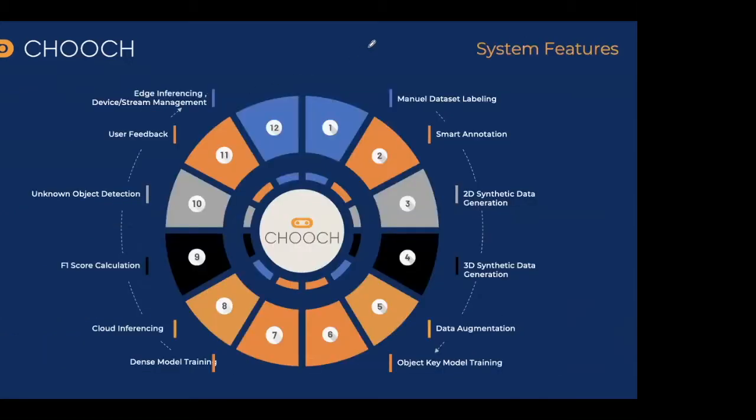So these are some of the tools that we use on our system. You have obviously manual data set labeling. You have smart annotation, 2D synthetic data, 3D synthetic data, data augmentation. Today we're going to be talking about these, which are really related to data set generation. Then you go into model training and dense training, cloud inferencing, F1 score calculation, unknown object detection, user feedback, and edge inferencing, device stream management, and so forth. So you have this gamut that you need to be able to do to deploy at scale with clients. But today we're going to be talking about synthetic data and some of the annotation tools that we have.